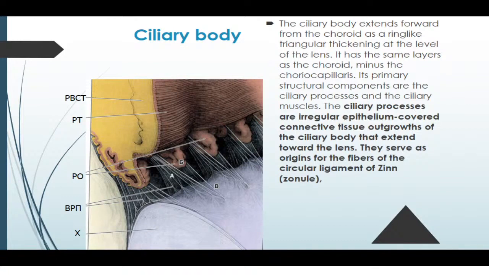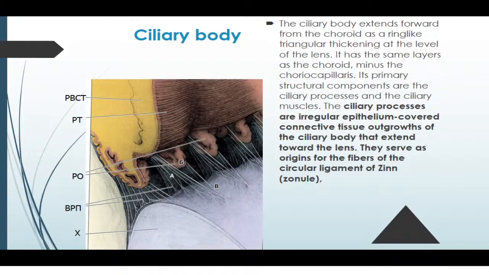The ciliary body extends forward from the choroid as a ring-like triangular thickening at the level of the lens. Triangular. Look at this one: one triangle, two triangle, three triangle, four triangle, and we have seen it practically as a triangle. Triangular thickening at the level of the lens. It has the same layers as the choroid, minus the choriocapillaris, without choriocapillaris.